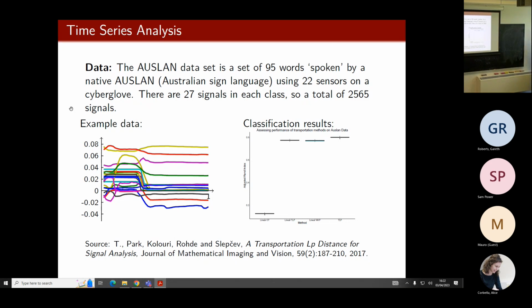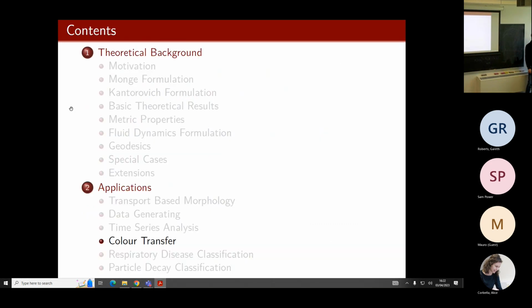And the point is, there's a way to do this in the optimal transport setting. If you're classifying the words, you can get around 80% accuracy over 27 different classes, which is reasonable.